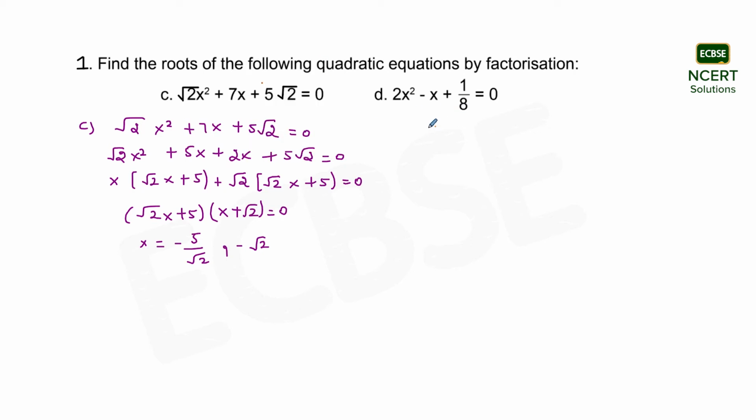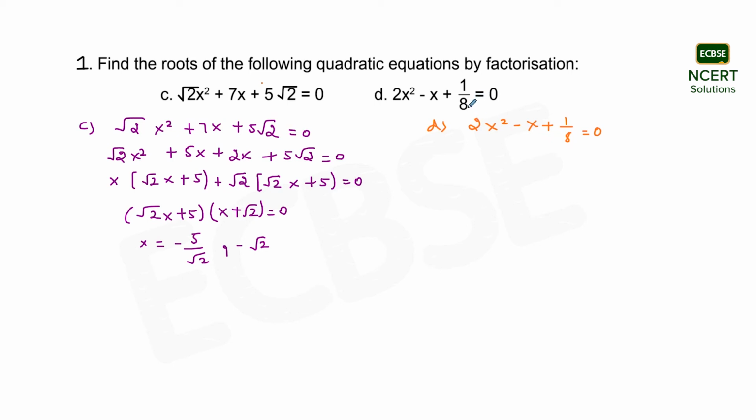Now coming to the fourth quadratic equation, here the equation being provided is 2x square minus x plus 1 by 8 is equal to 0. If we observe this very quadratic equation, it seems to be something different than the equations we have solved earlier. Why? Because the constant term is in rational form. It's not in integral form, right? So I'll be finding the roots in such a way that this won't create any problem.